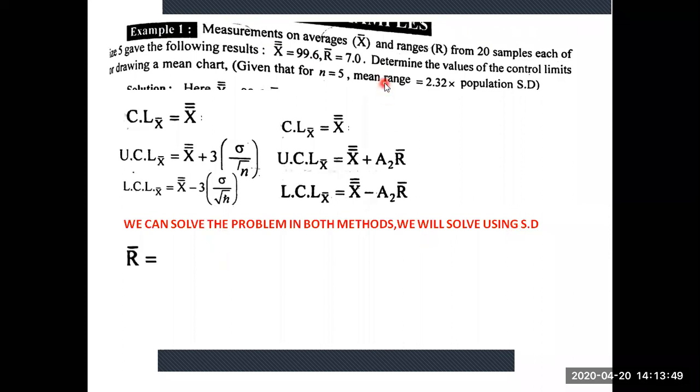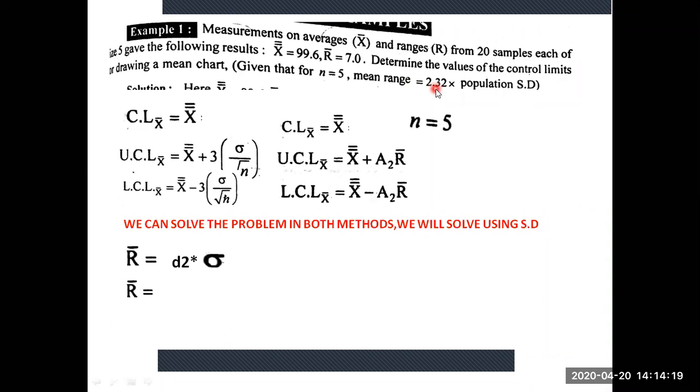So mean range means R bar. What is he saying? Generalized formula is d2 into sigma. Actual formula: mean range, which is R bar, is d2, small d2, not capital D2, multiplied by standard deviation. Now R bar is equal to d2 sigma. For n is equal to 5, d2 value is 2.32 in the tables.